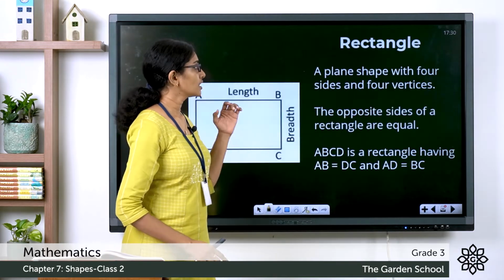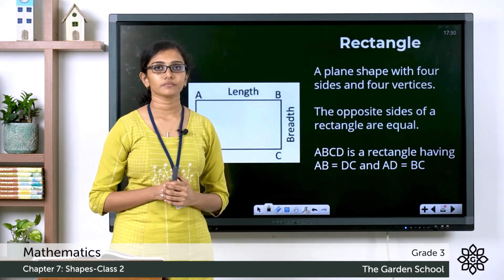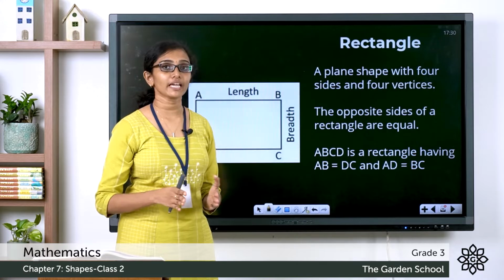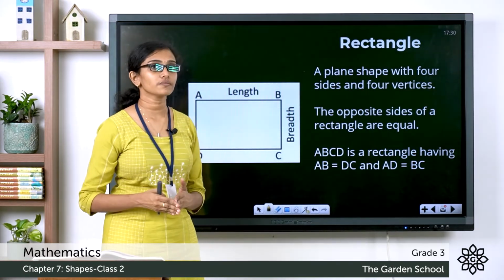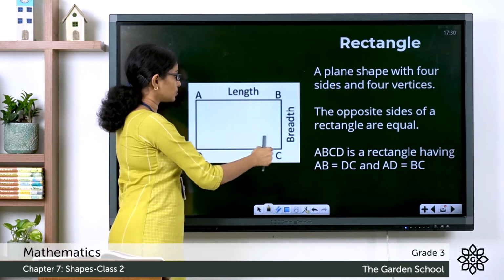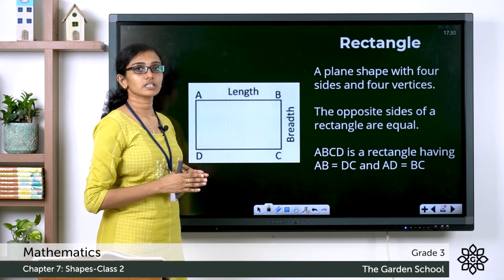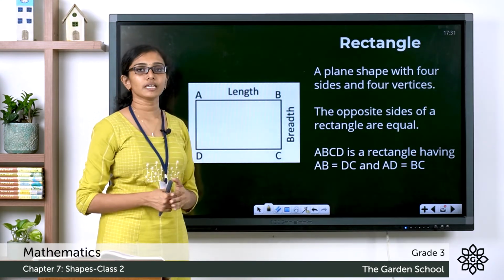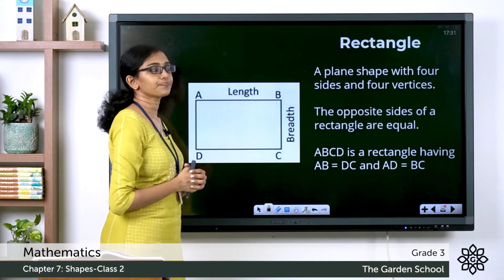Now, let's learn a few plane shapes in detail. The rectangle. So all of you already know what a rectangle is. A rectangle is a plane shape with 4 sides and 4 vertices. Which are the 4 sides? 1, 2, 3, 4. So it has 2 longer sides which represents the length and 2 shorter sides which represent the breadth. This is rectangle A, B, C, D.